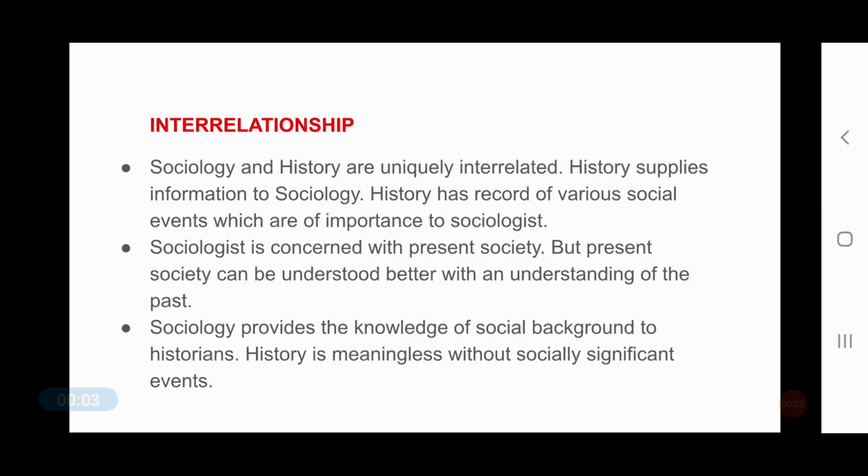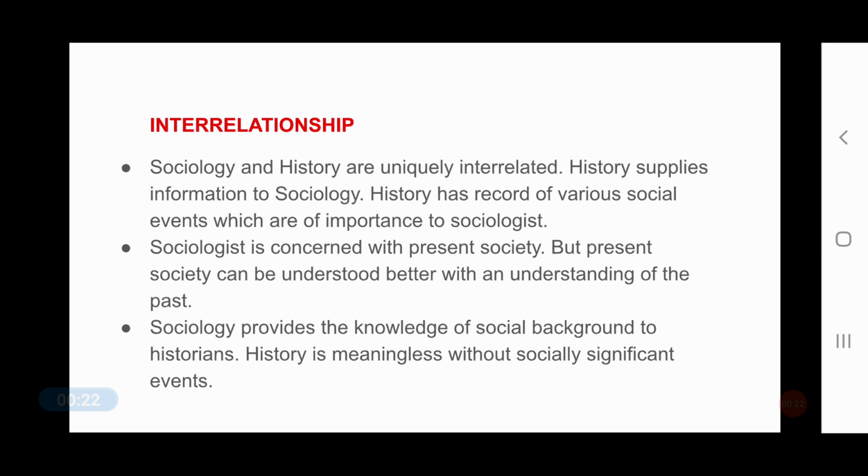So, now that we have discussed the differences between sociology and history, it is time that we now move on to the relationship between the two subjects. So, if you see the first point, it says that sociology and history are uniquely interrelated. History supplies information to sociology. History has a record of various social events which are of importance to sociologists.